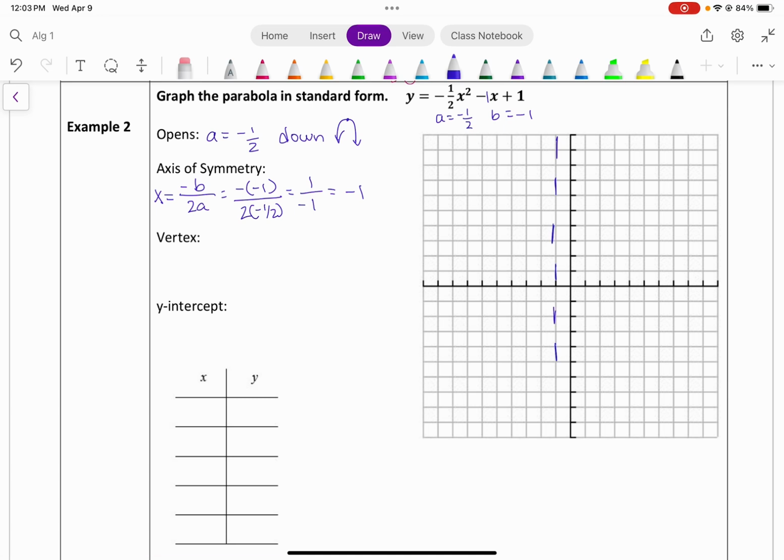I'm going to sketch that on my graph. So I know my vertex will be on that line, and I can substitute that into my equation to figure out where it will be on that line.